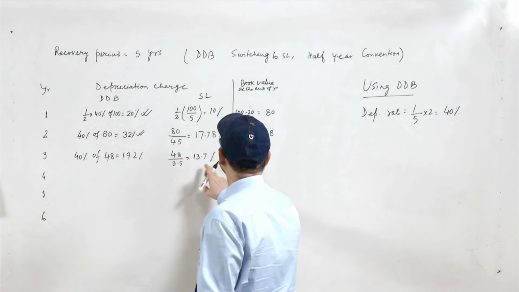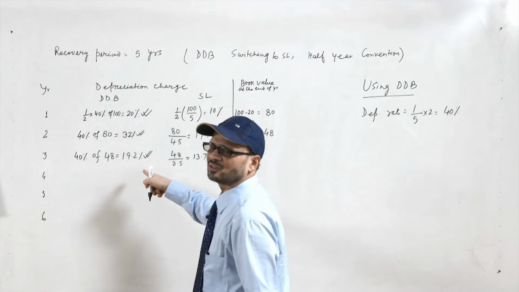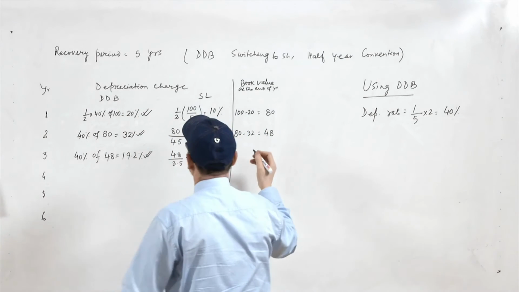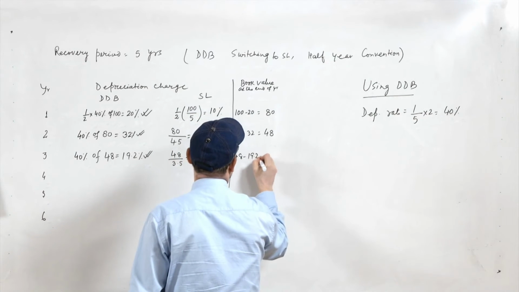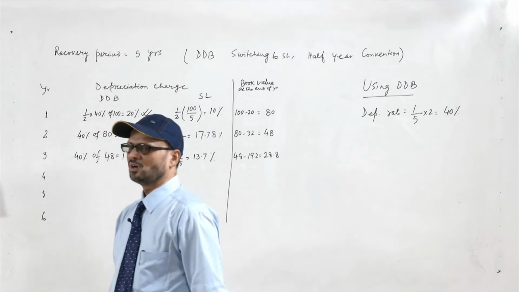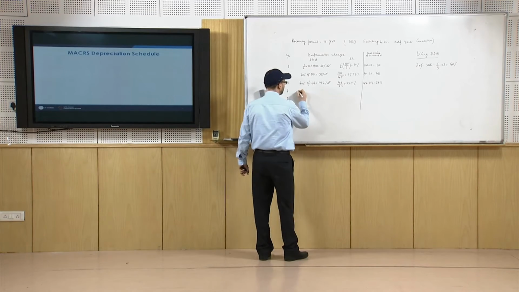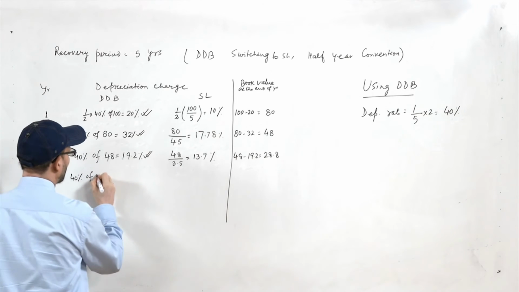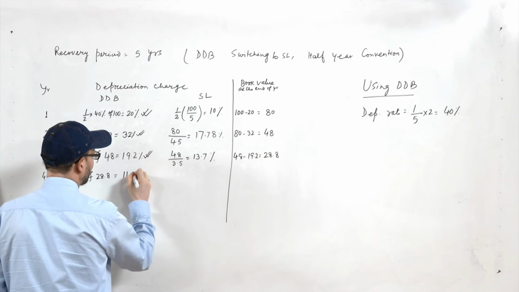So, what we see is again this charge is larger, the depreciation method still adopted is double declining balance, and that is why it will be 48 minus 19.2, that is 28.8. Now, again we will calculate using the double declining balance method. It will be 40% of 28.8. This will be 11.52.